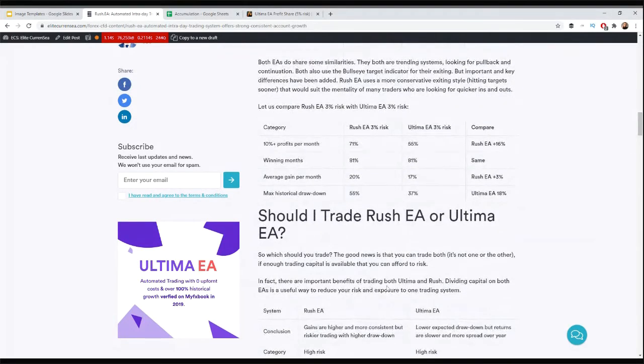Here's a 3% risk comparison. And of course, the 10% plus goes down, from 71 to 55. Winning months is the same. Average month is almost the same. And max historical drawdown drops, of course, in both cases as well. But Ultima keeps the lead.